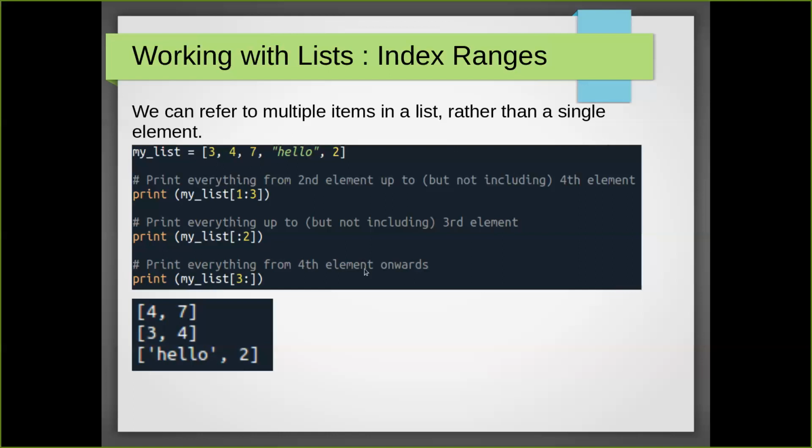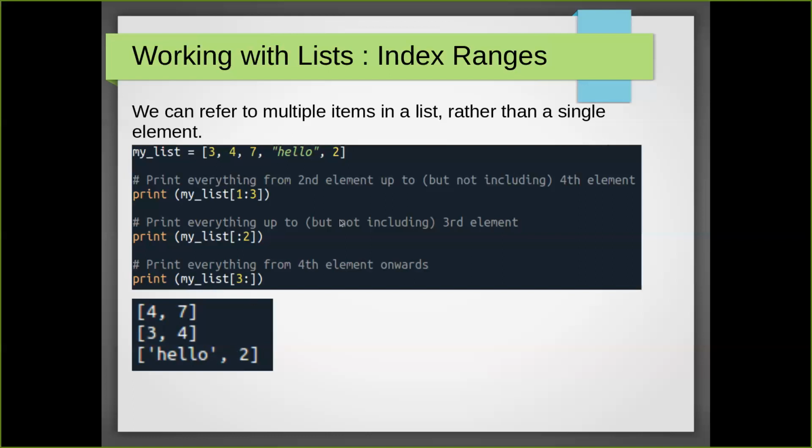And I can do that the other way around as well. I can say, give me everything from this point onwards. So if I say print my list 3:, and then leave the rest blank, it'll give me everything from the fourth element onwards. Remember, when you're going from something, that is including the lower limit. So that would be from index value 3, which is the fourth element. So hello onwards, and in this case, it's just 2 values. So hello and 2 will be returned here.